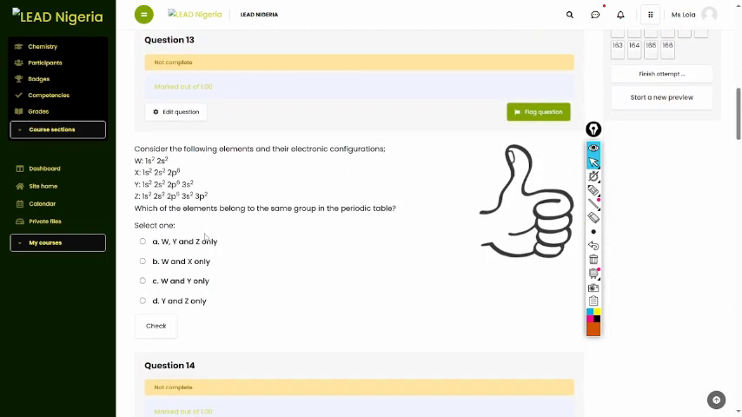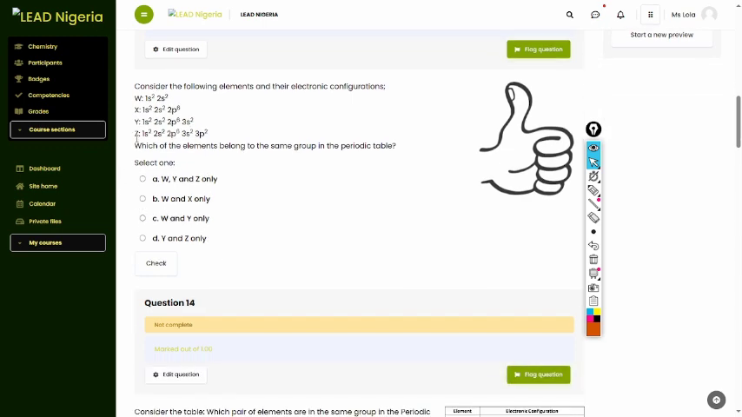Okay. Consider the following elements and their electronic configuration. So we have the configurations of elements W, X, Y, and Z. Which of the elements belong to the same group in the periodic table? So let's find out. The group refers to the total number of electrons in the highest or outermost shell of the element. Now for W, the highest shell is shell 2, and the total number of electrons in shell 2 is 2. So this means W belongs to group 2.